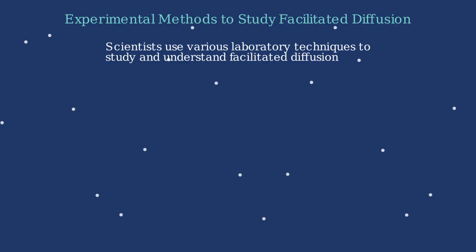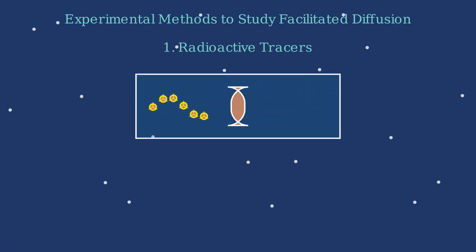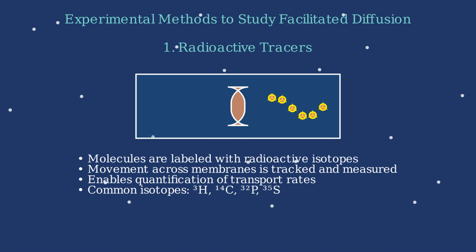Scientists use specialized laboratory techniques to study facilitated diffusion across cell membranes. The first major technique is radioactive tracers. In this method, molecules are labeled with radioactive isotopes, such as tritium or carbon-14. This allows scientists to track their movement across membranes and precisely measure transport rates.